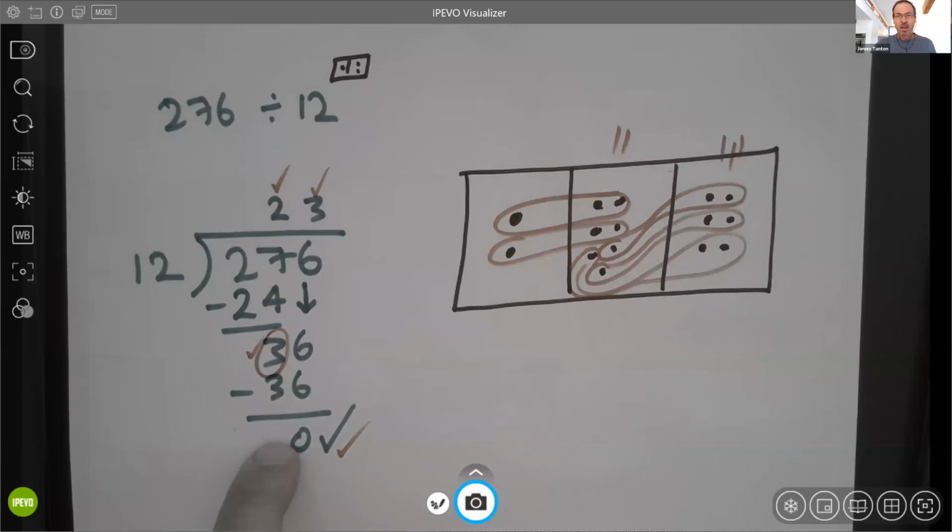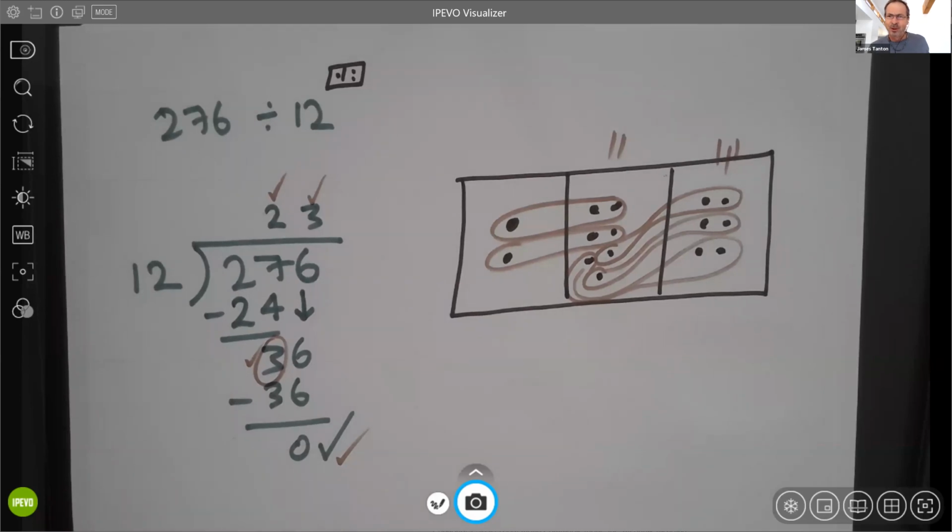So the person who said they didn't learn it this way, can you unmute yourself and tell me what way you learned it? So I learned it the 276 divided by 12, the one that you have it upstairs.